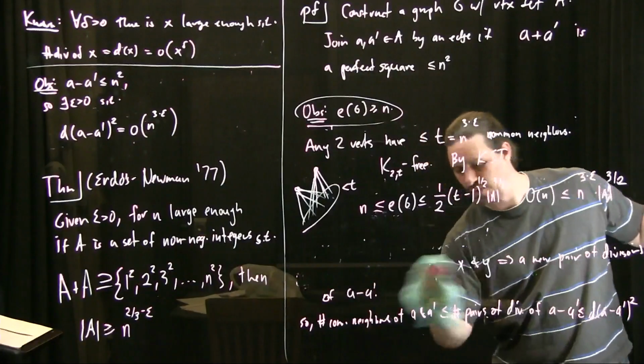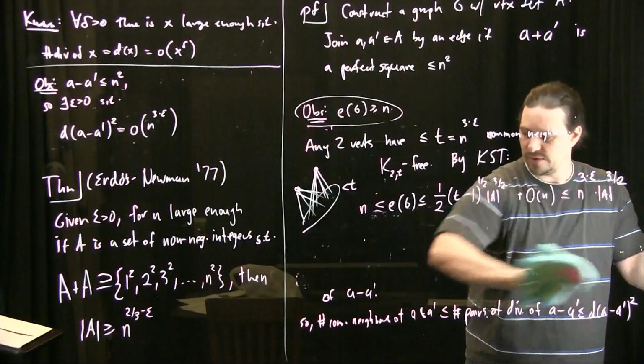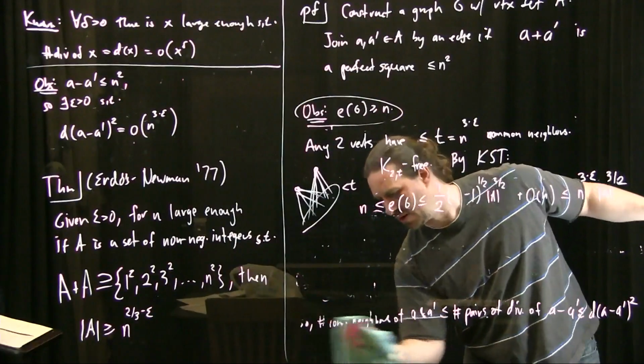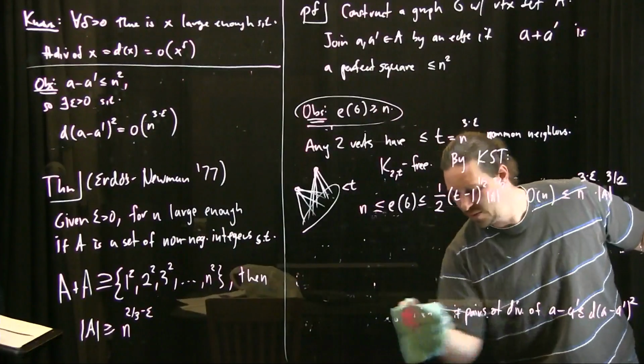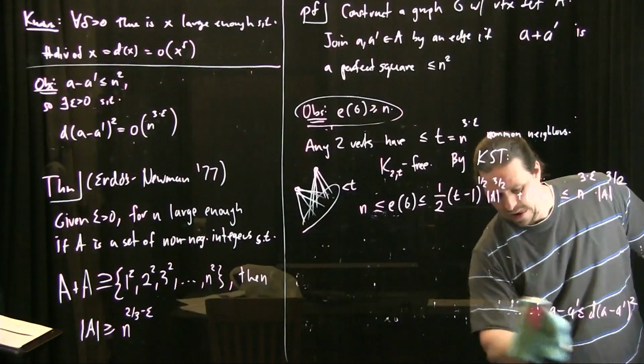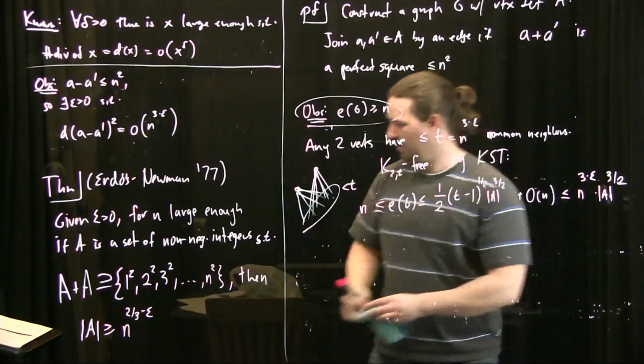Because normally with Kővári–Sós–Turán we get a bound on the number of edges, which we did here, but I actually no longer care about the number of edges. I just care about solving this for A, because I want a bound on A, right? I'm looking for that bound on A. You may see it already, but let's finish the proof.